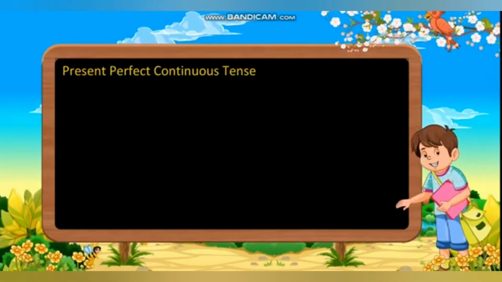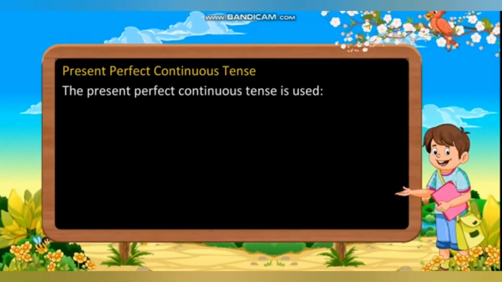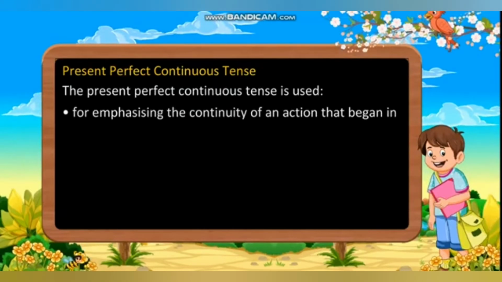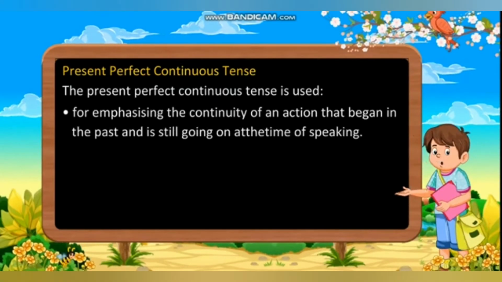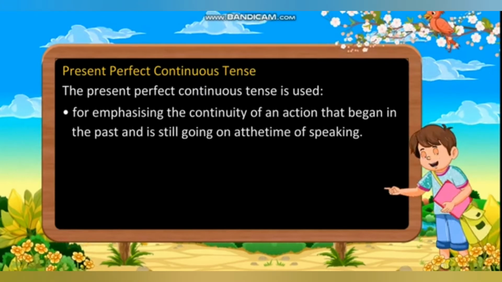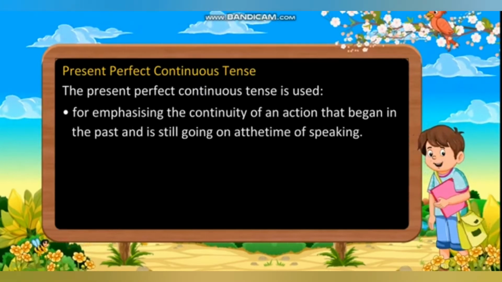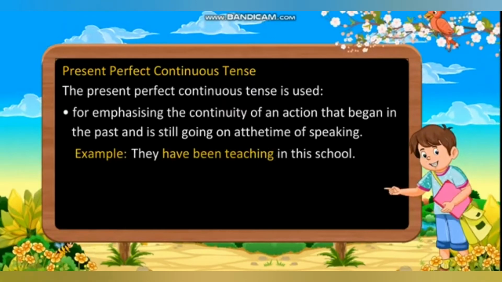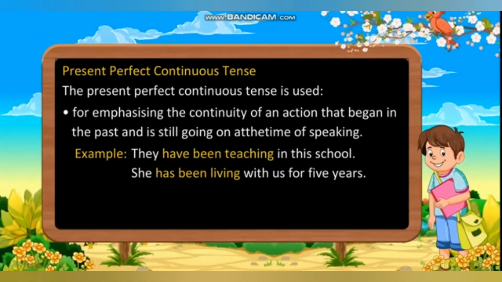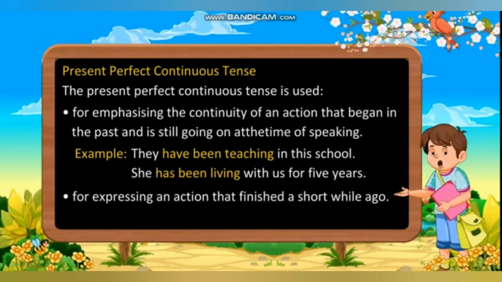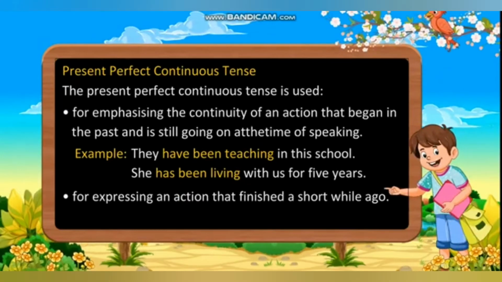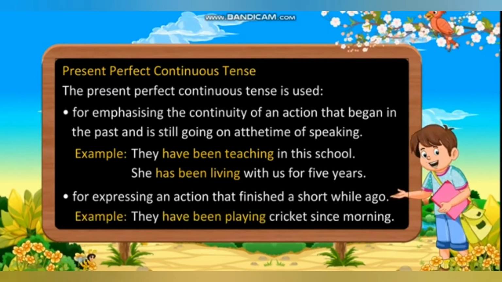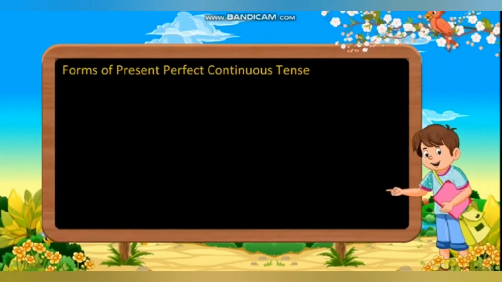Present perfect continuous tense. The present perfect continuous tense is used for emphasizing the continuity of an action that began in the past and is still going on at the time of speaking. Example, they have been teaching in this school. She has been living with us for 5 years. For expressing an action that finished a short while ago, they have been playing cricket since morning.